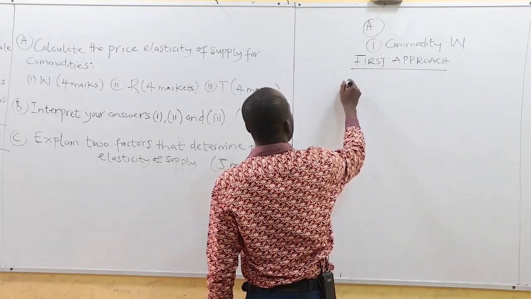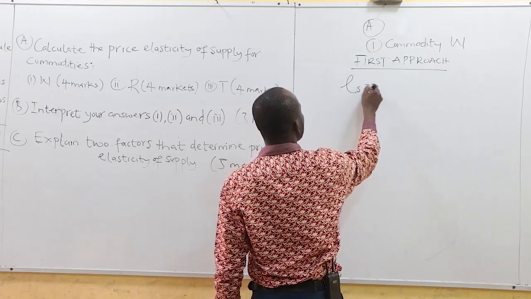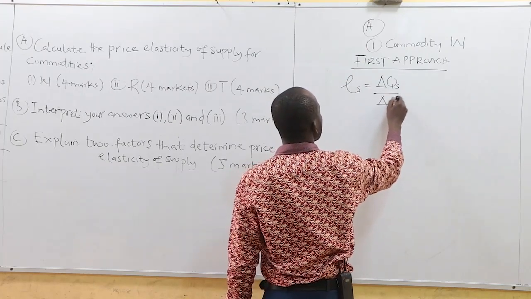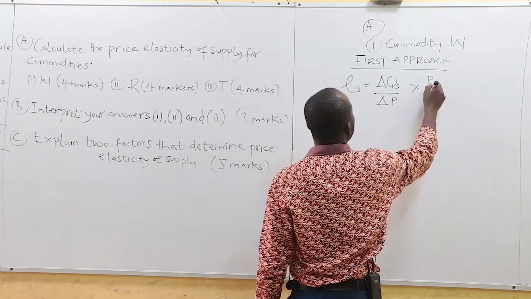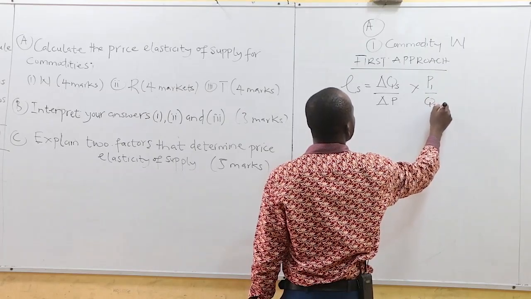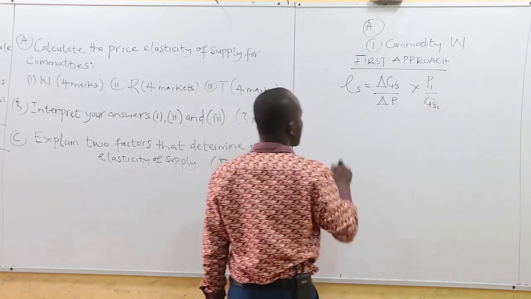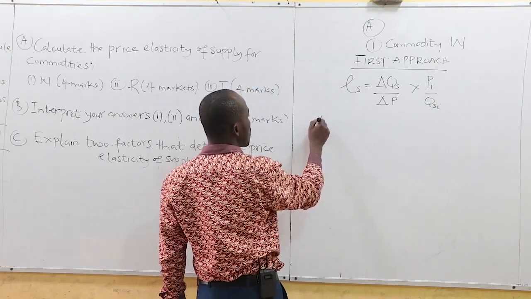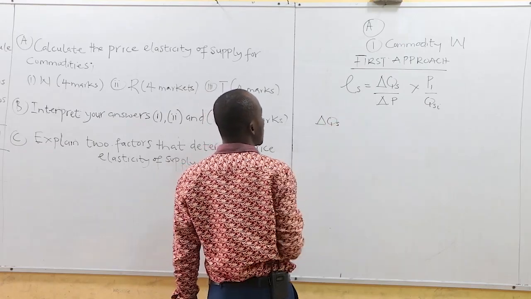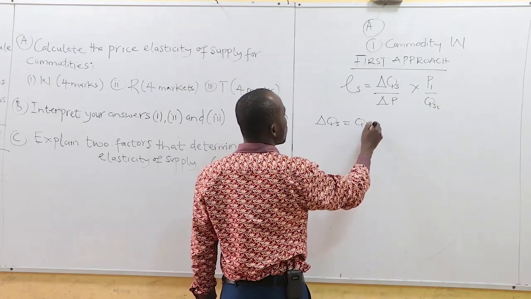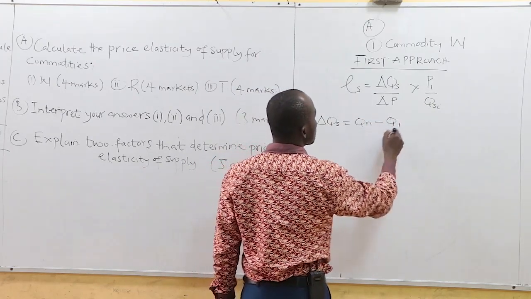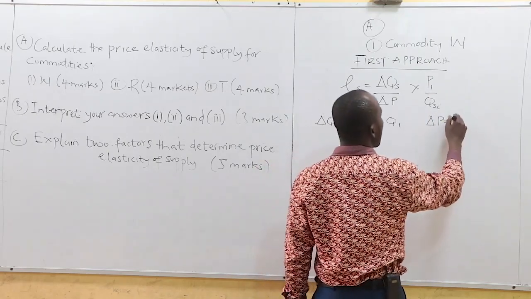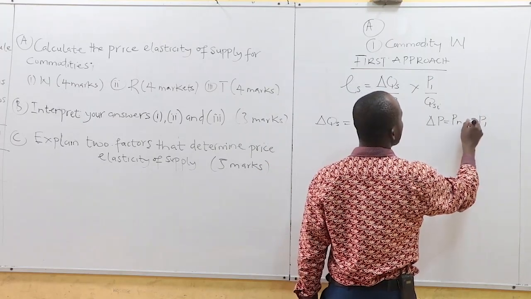The first approach, price elasticity of supply is equal to change in quantity supply over change in price times initial price over initial quantity supply, right? So what is change? So we are going to find out the change in quantity supply is equal to the new quantity minus the initial quantity. The change in price is the new price minus the initial price, right?